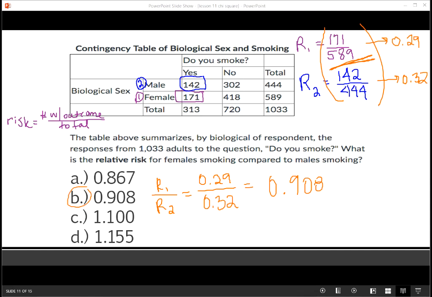Does that make sense how we got that answer through all of this, why we were working with the yes people and the totals and whatnot? You guys seem to understand that one, so it's good.